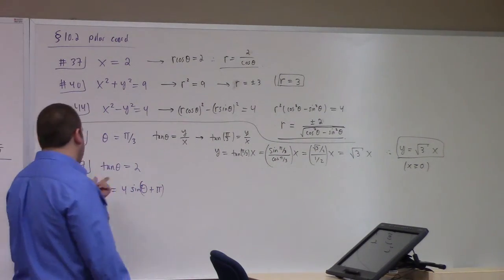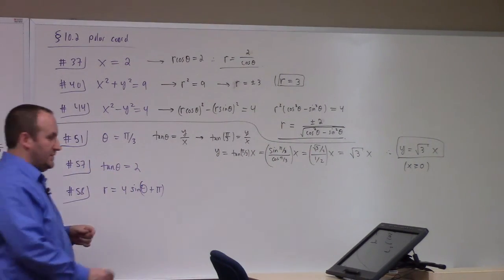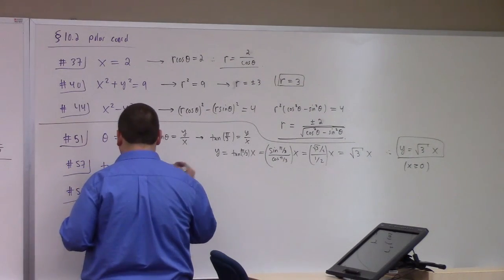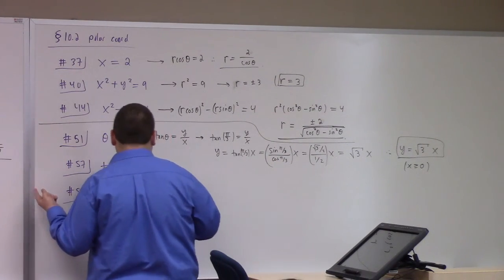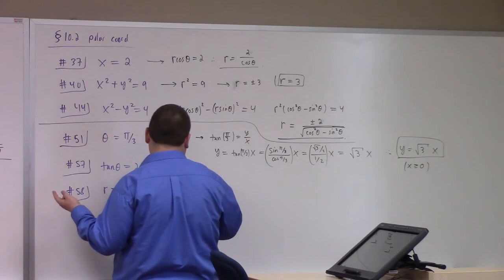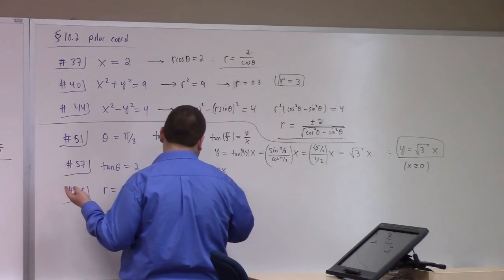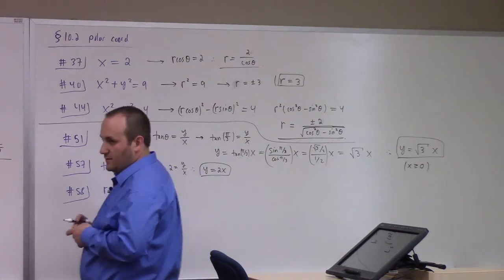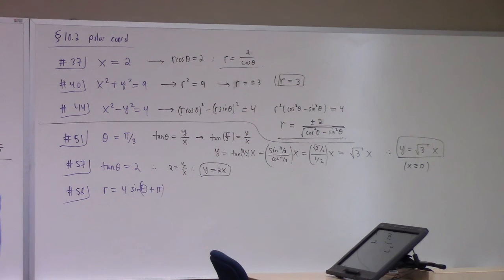How about this one? Tangent theta equals 2. Well, that's kind of the same example, right? It's the same example, but it's not. This actually does give us 2 is equal to y over x, so therefore y is equal to 2x. The thing about tangent theta equals 2 is there's more than one solution. What are the solutions to tangent theta equals 2?